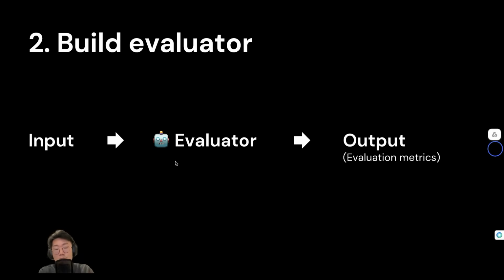On the other side, the input can also be the result of a specific step, like knowledge retrieval, instead of the whole large language model system. Then the evaluator basically needs to generate output, which is the evaluation metric that you defined earlier.